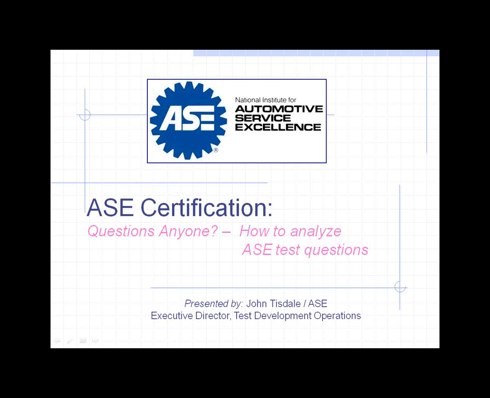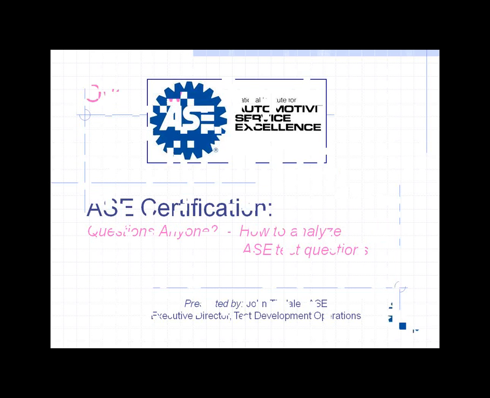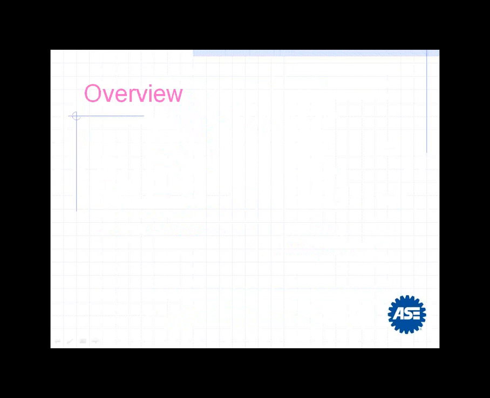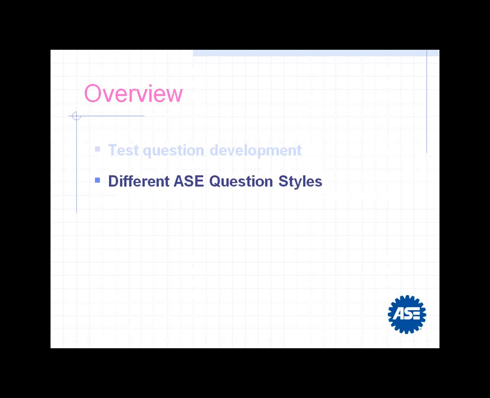Let's take a look at an overview of exactly what we're going to go over tonight. Okay, the first thing we're going to talk about, I want to give you a little background into where the questions in the test come from. Who writes the questions, and how does ASE ensure there's only one right answer? Okay, so we're going to talk a little bit about that. I'm going to give you an introduction to the different ASE test question styles. We have specific styles of questions that we use in our tests to maintain consistency in the display of information. So we're going to talk about ASE test question styles.